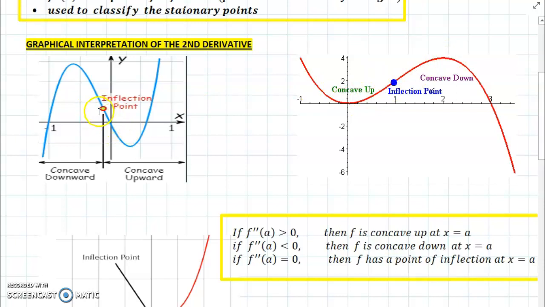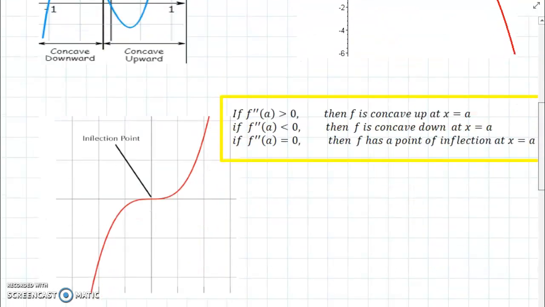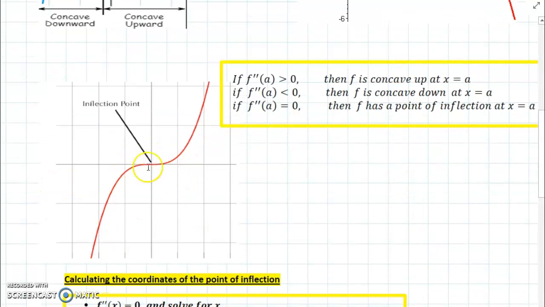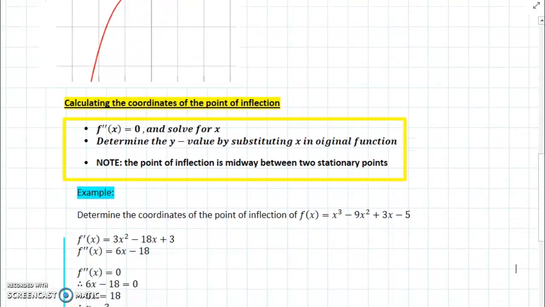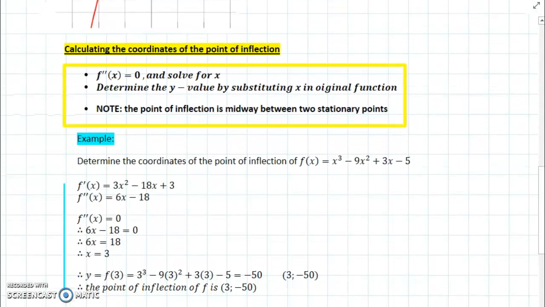And it's halfway, so you can actually use the midpoint theorem to find the coordinates there and there. However, when you don't have two stationary points, as in this case, then of course you're going to have to use the second derivative. But the second derivative works either way. But just to know that it's halfway between the stationary points.